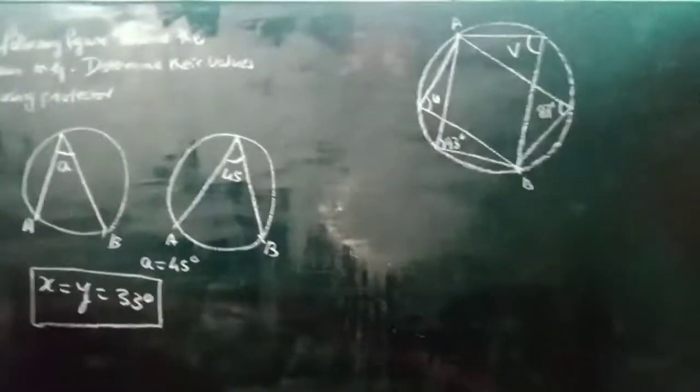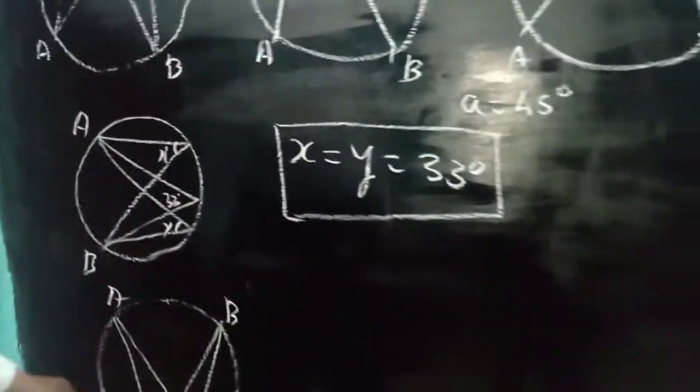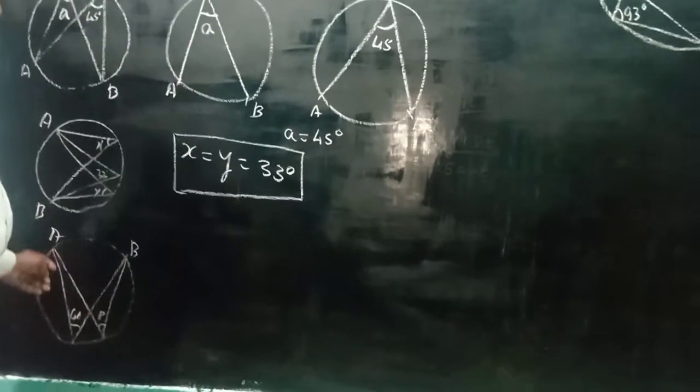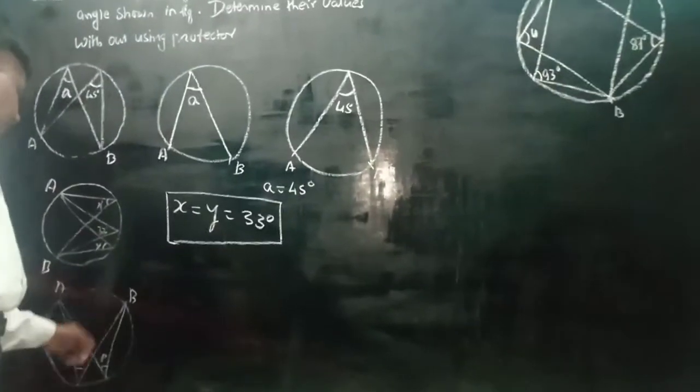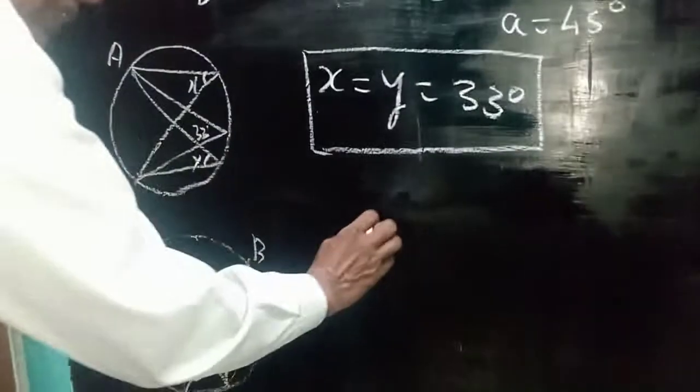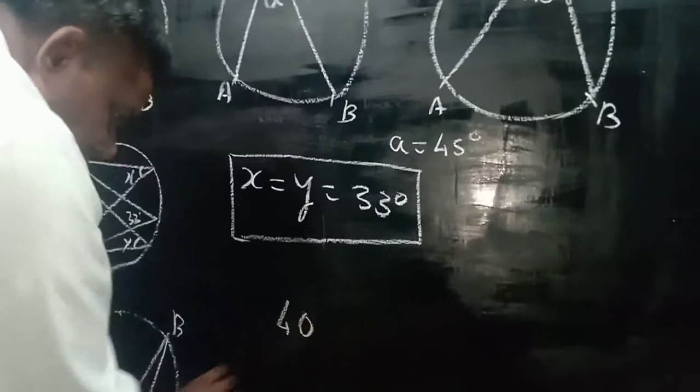Another question: consider arc AB here. The angle subtended by arc AB is this. The measurement of this angle is equal to 40 degrees and this other angle is equal to P.